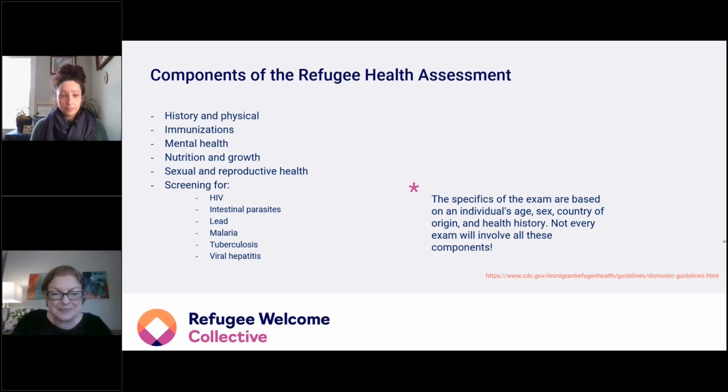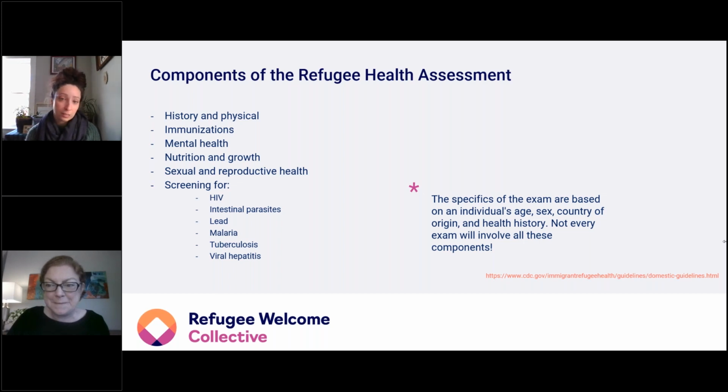So, components of the refugee health assessment. Again, this is based on CDC recommendations that are made by experts in the field. They're updated periodically based on new research and new care protocols in the country. History and physical, immunizations, mental health screening, nutrition and growth, sexual and reproductive health, a lot of screening for diseases as well as treatment if anything comes up positive. The specifics of the exam are based on an individual's age, sex, country of origin, and health history. So not every exam will involve all of these components.